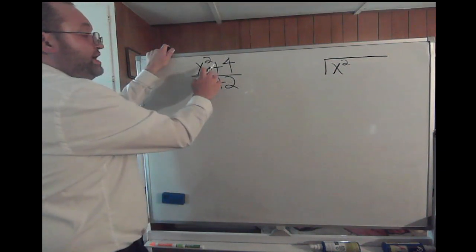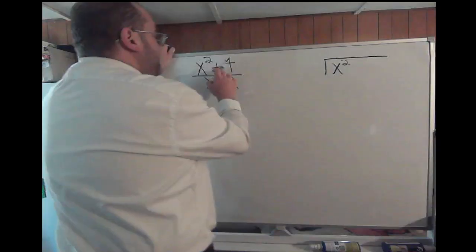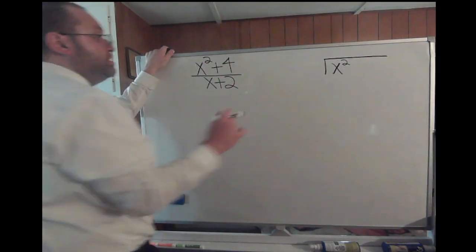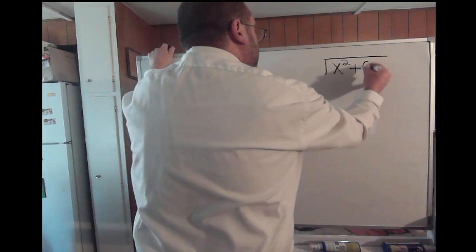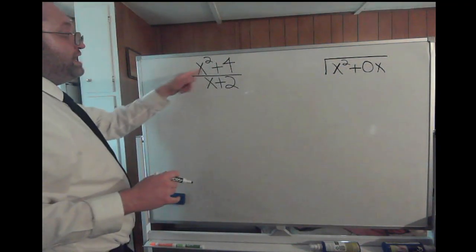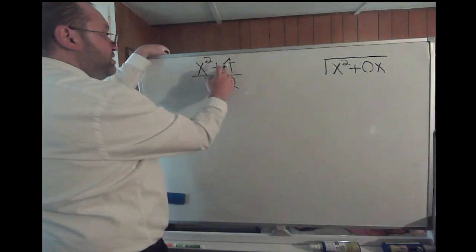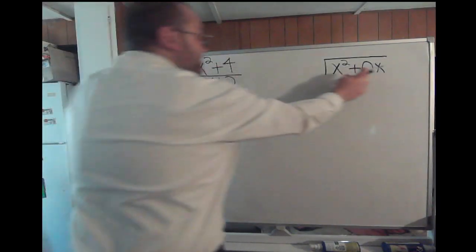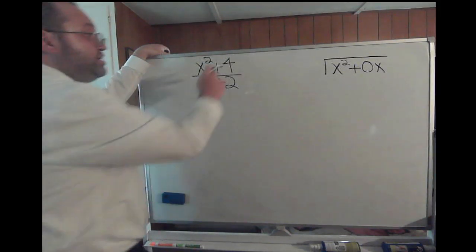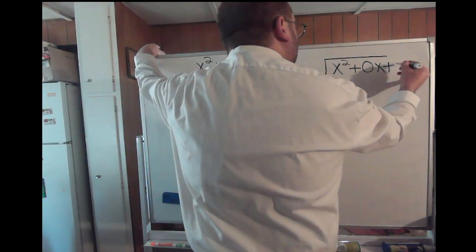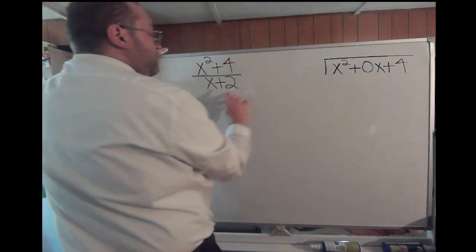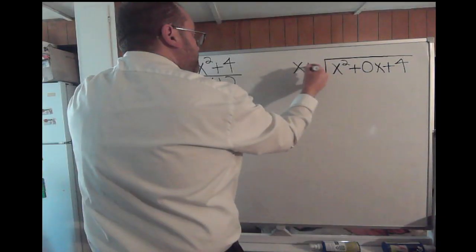Now, notice there is no regular x term. In that case, you want to go down by the lower powers. You would put plus 0x. You'll see why in a minute. If you jump right from the quadratic term to a constant, put 0x in the middle. There is a reason for that. Then you have your plus 4. So you'll have x squared plus 0x plus 4 divided by that x plus 2.